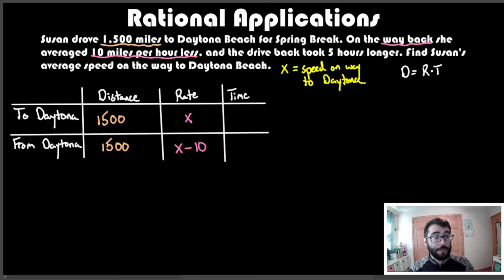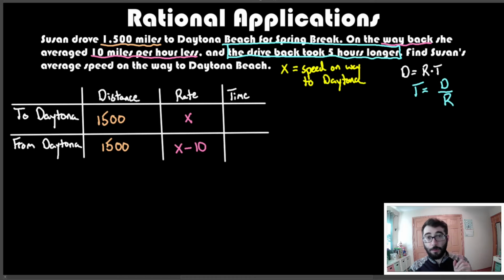Now from there, we should be able to look at this piece of information. It took 5 hours longer to come back than to go there. So this one actually trips up a lot of people. For example, let's say it took me 5 hours longer to go to the store than to go to the gym. Those times are definitely not equal, right? It took me 5 hours longer to go to the store than the gym.